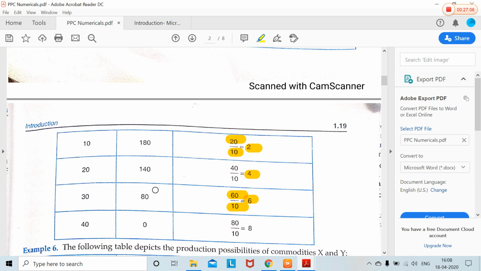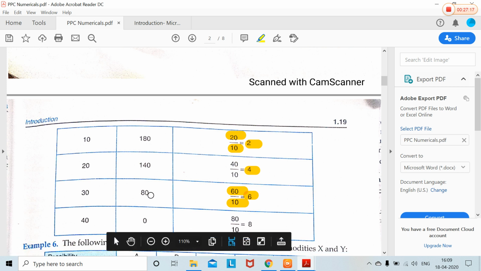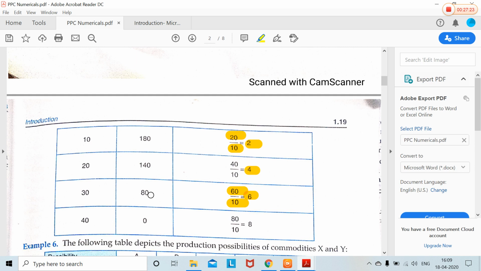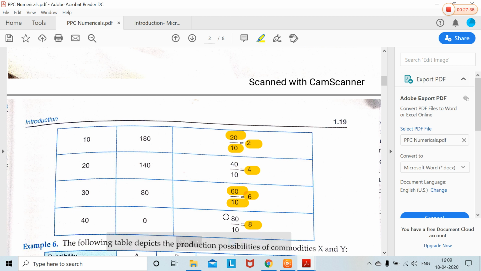So when we lost 60 units, we were gaining 10 units here. Then again, the economy is moving from 10 to 30 to 40. It means we again gained 10 units, but we lost 80 units this time. So losing 80 gives us 10 units. So how many do we have to lose to gain 1 unit? 80 divided by 10, we have lost 8 units per gain, per unit gain actually. To gain 1 unit, we had to lose 8 units.